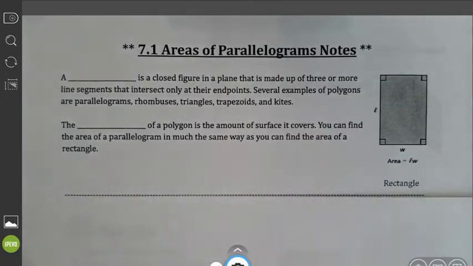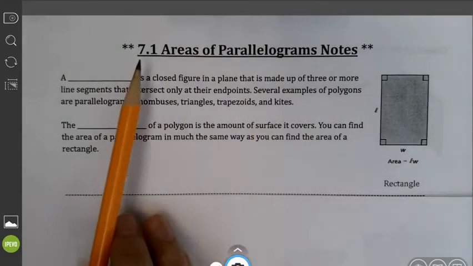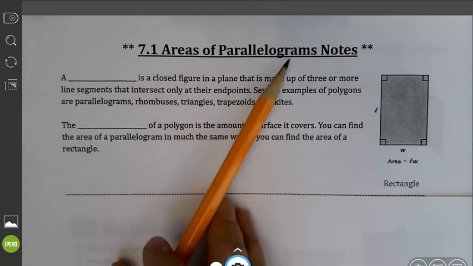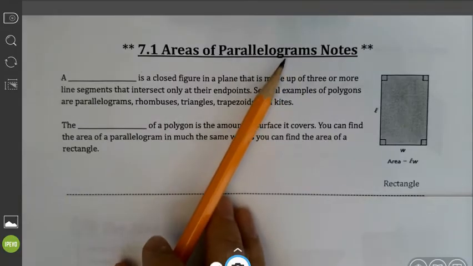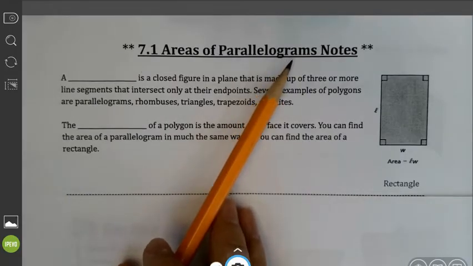Hi, today we are starting Chapter 7, which is all about geometry. Geometry is a branch of math that relates to shapes. Section 7.1 is all about the area of parallelograms. So we're going to start with the basics and work our way to more difficult shapes.